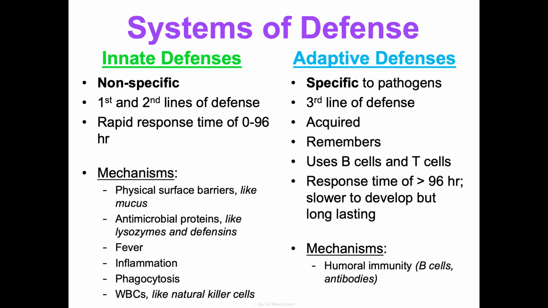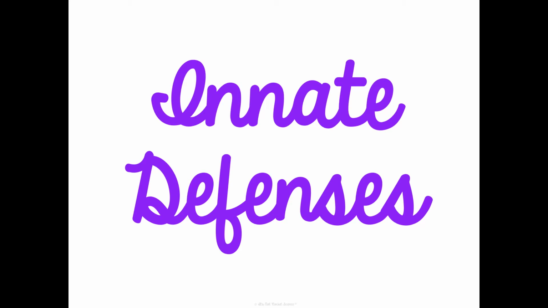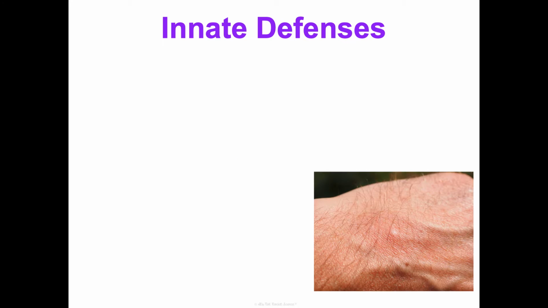And we're going to use mechanisms of humoral immunity, which is B cells and antibodies, and then also cellular immunity, which is T cells. Again, we're going to go through each of these in a lot of detail. Don't worry. So let's start with innate defenses.